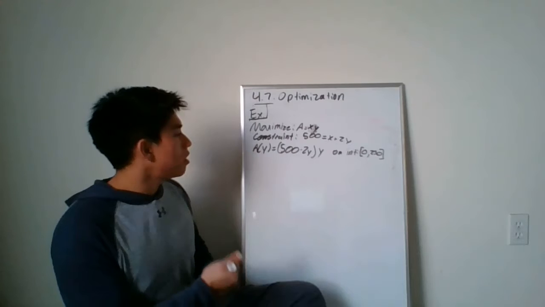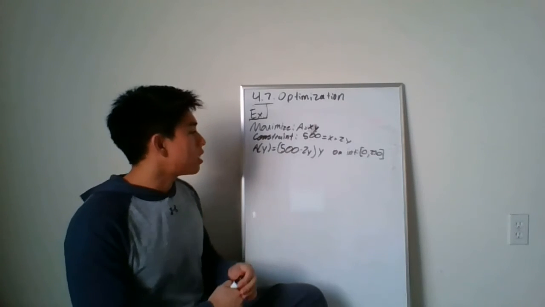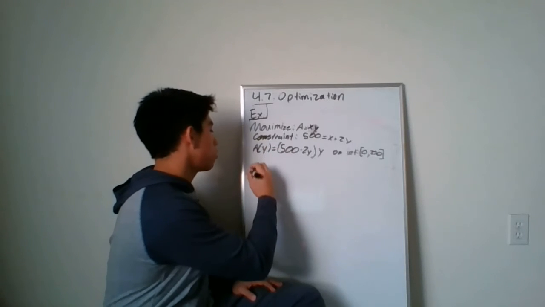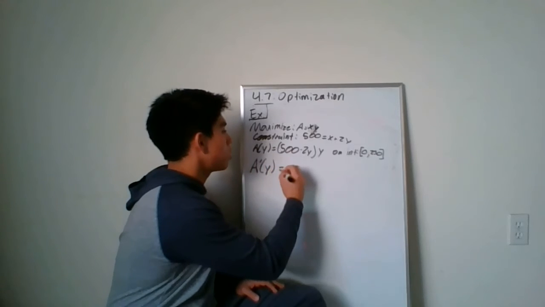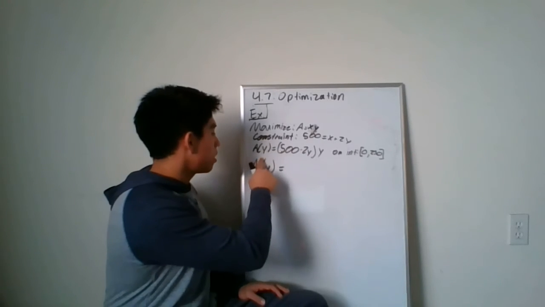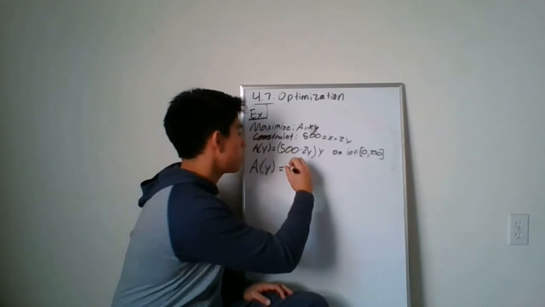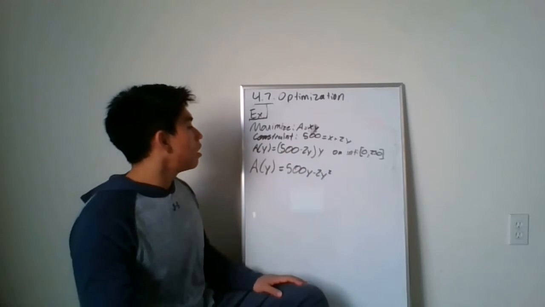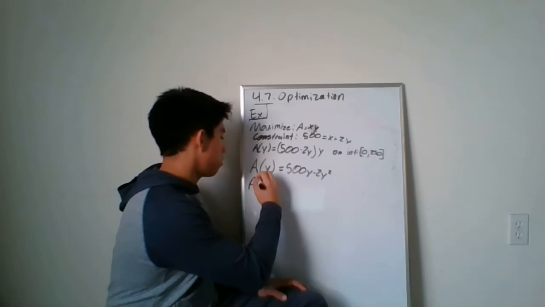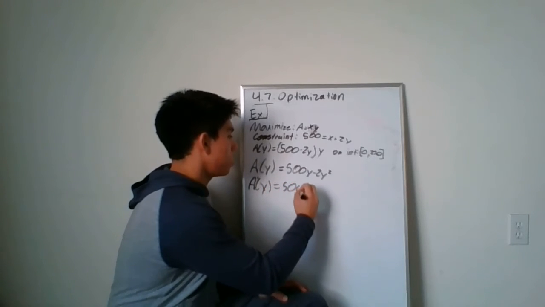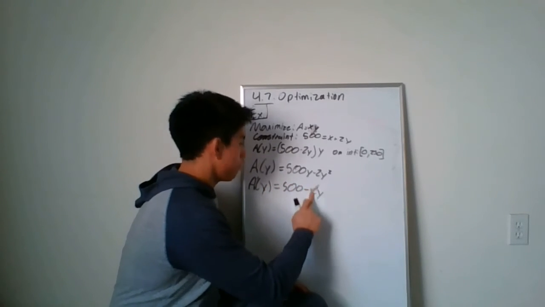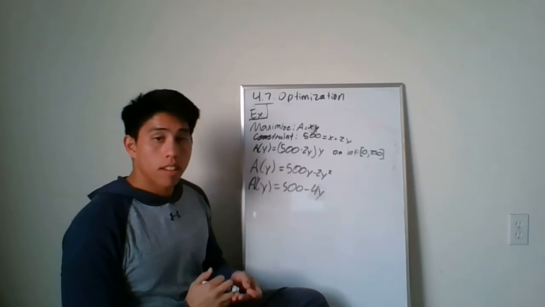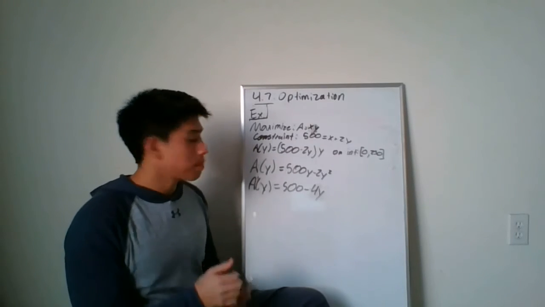So what we want to do is find the critical points. To find critical points, we just take the derivative of our given area function. An easy way to make this a bit easier would be to multiply it out, 500Y minus 2Y squared, otherwise you'd be using the product rule. Then A prime of Y would equal 500 minus 4Y. Solid?